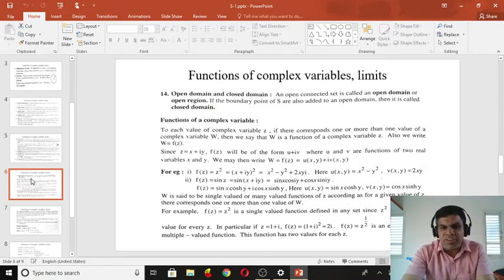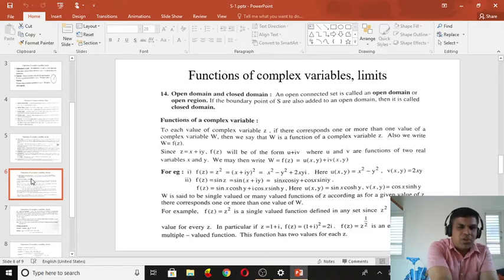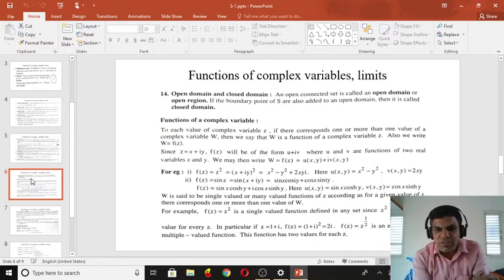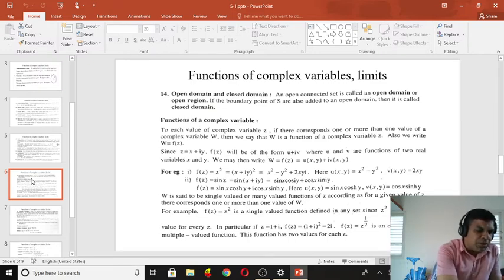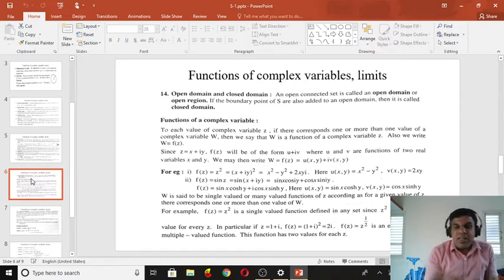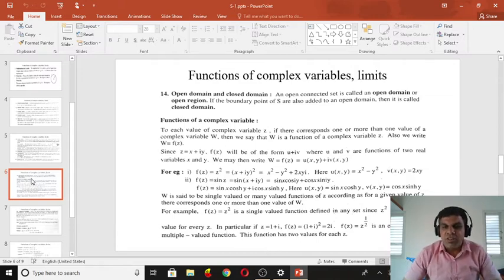For example, suppose we take f of z equal to z square. For z square, we can write (x plus iy) whole square. We can write x square minus y square plus 2ixy. Since i square is minus 1, the real part should be x square minus y square, and the imaginary part is 2 times xy. So we can express u of x comma y is x square minus y square, v of x comma y is 2xy.